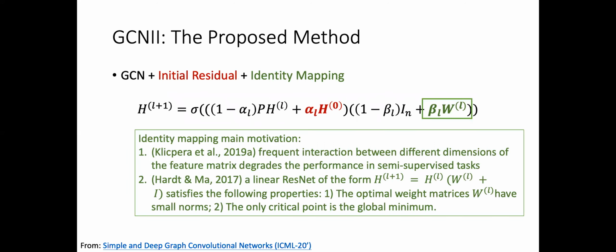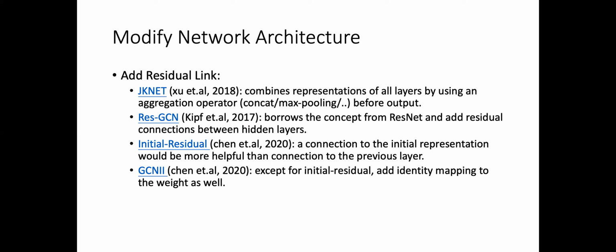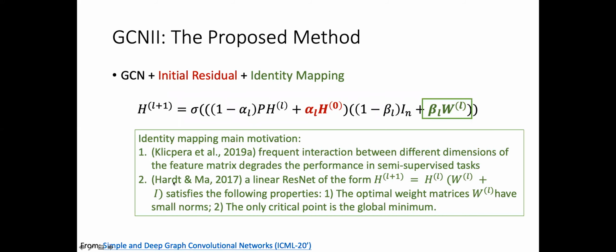So now, obviously the last one has the best performance, so I will only introduce the last work in detail. Now let's see the proposed method for this GCNII. The idea is very elegant. Basically, we just add the initial residual and then we add the identity mapping in the weight.